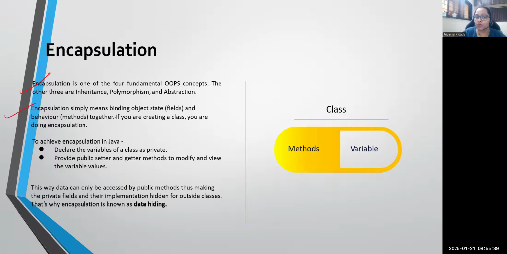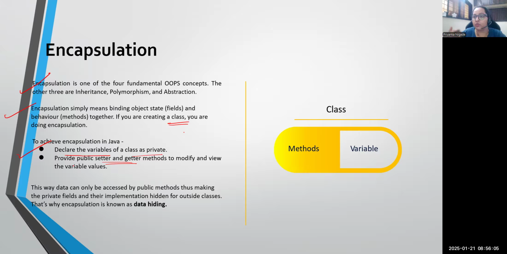Encapsulation means binding of object state, meaning data, and object behavior, meaning methods, together into a single unit. So when you create a class, we do the same thing. Inside a class, we declare data and functions together. How to achieve this in Java? It says declare your variable as private and provide public setter and getter methods to modify or view that data.